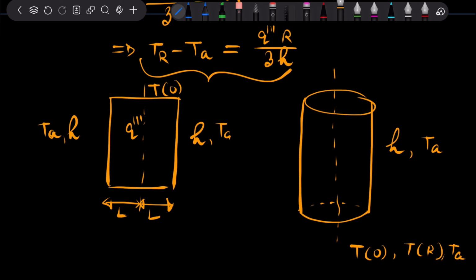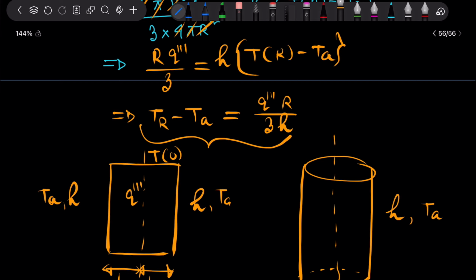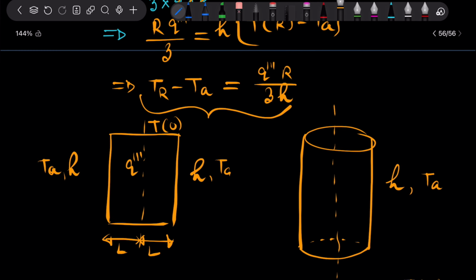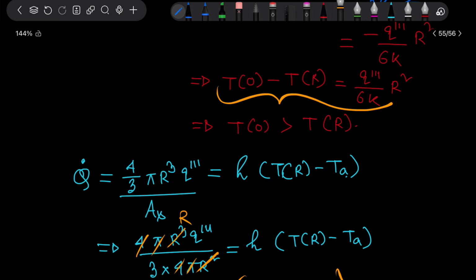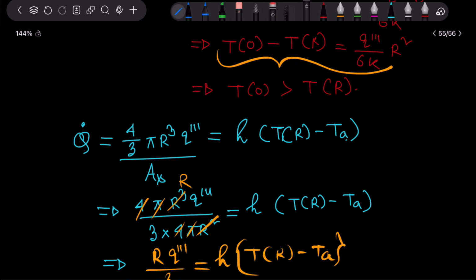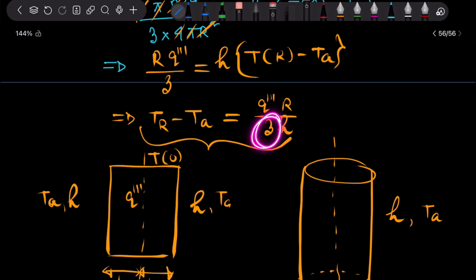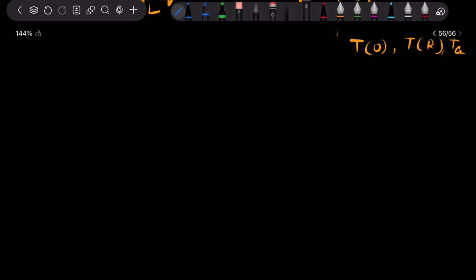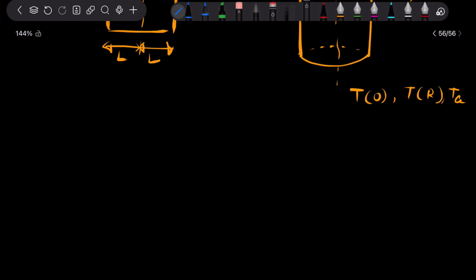The expression will be something similar to this, but some numerical values will be different. This 6 will not be there for the sphere and the slab, there will be some other constant. Similarly, this 3 will not be there for the slab and the cylinder, and there will be some other constants. Okay, so now this is done.